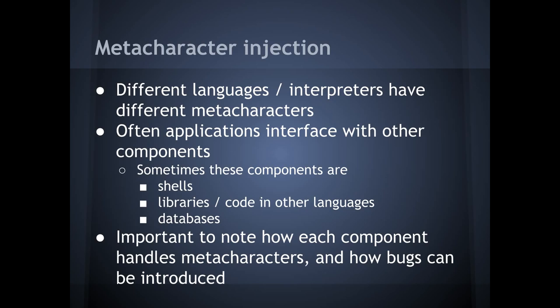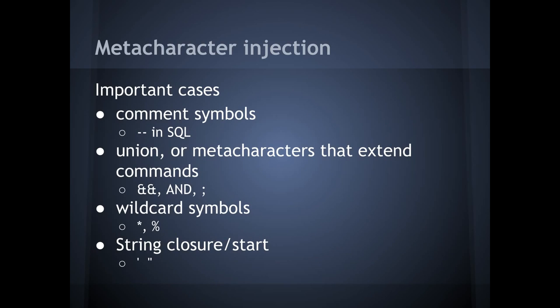And metacharacter injection applies really when applications interface with the various components of that architecture in a dangerous way. Sometimes these components are passing off a calculation to the shell, or passing off to a library that's perhaps written in a different language, or passing off to the database. And it's really important when auditing for metacharacter injection to understand how each component handles its metacharacters, and to focus on how bugs can be introduced in the interaction between these components.